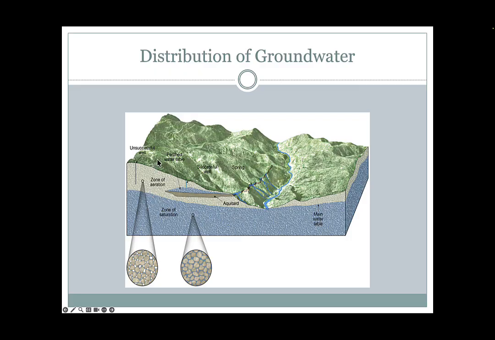But as water falls on the ground here, it gets filtered through this area where there might be a little bit of water clinging to the sides of particles, but all of the empty spaces between the particles are not filled in. That's called the zone of aeration or the unsaturated zone.